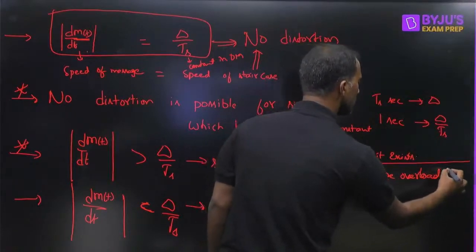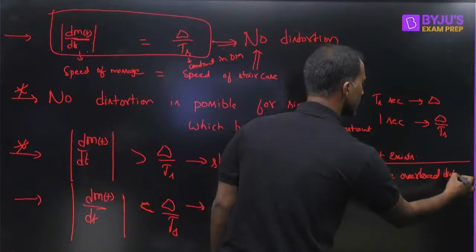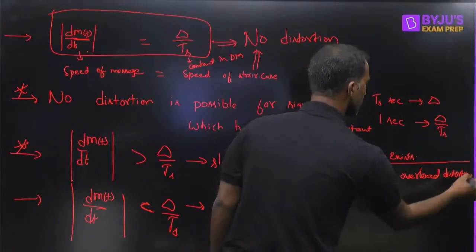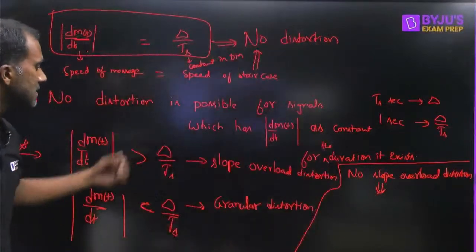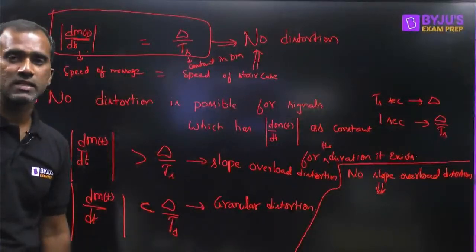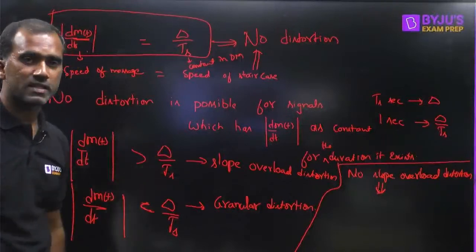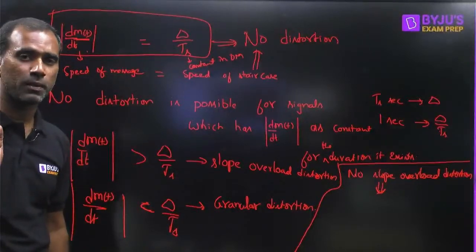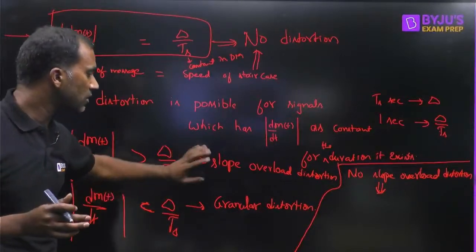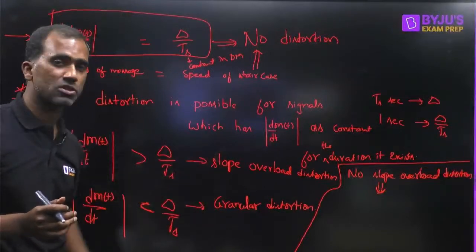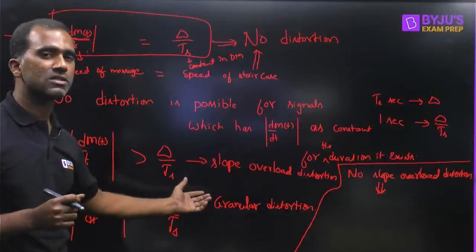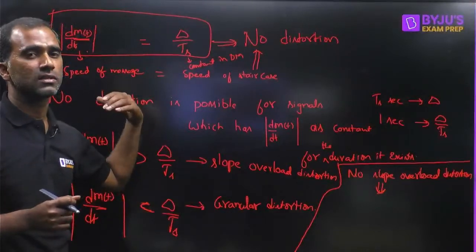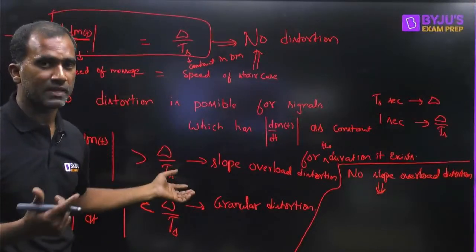No slope overload distortion. See, for practical signals, both distortions can exist based on how we design the step size. If the step size is designed properly, we can make sure that slope overload distortion is eliminated and only granular distortion exists. Or we can choose the step size in such a manner that only granular distortion exists and slope overload distortion does not exist. Okay, we can design it that way.